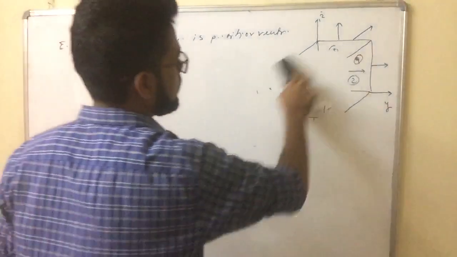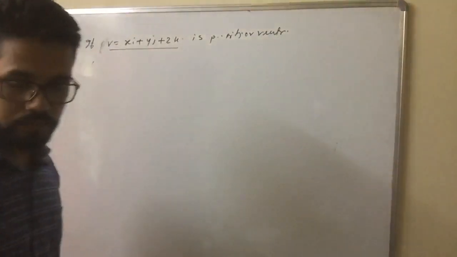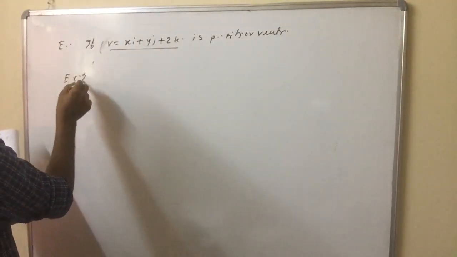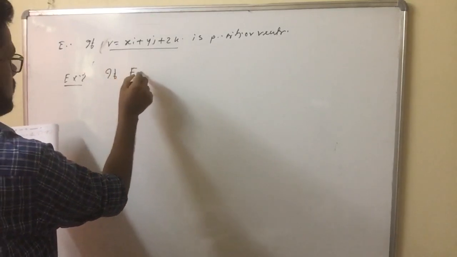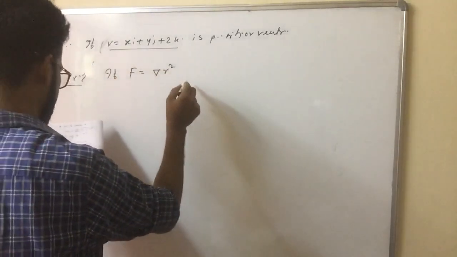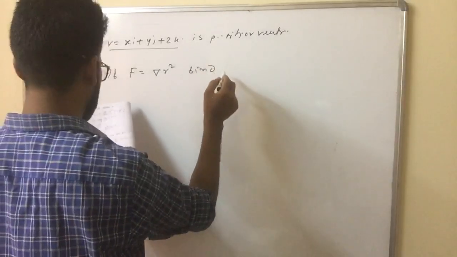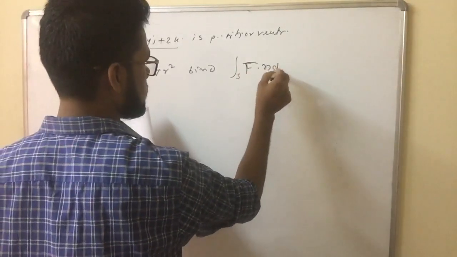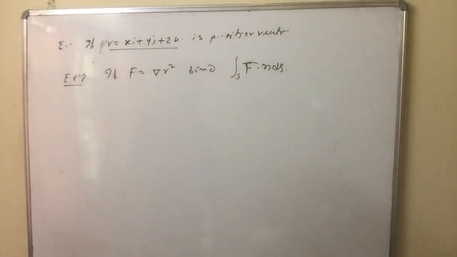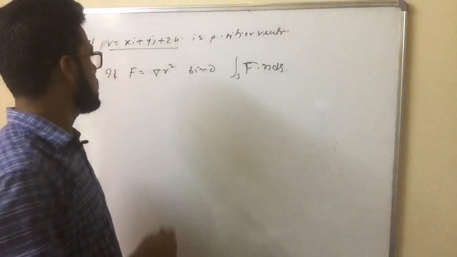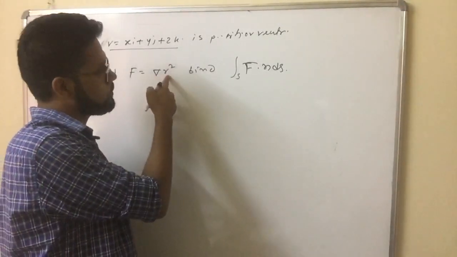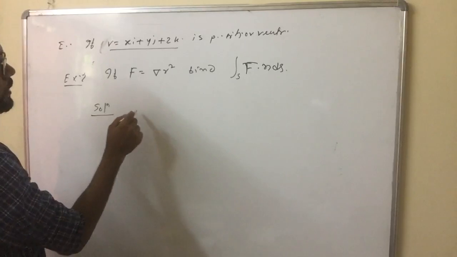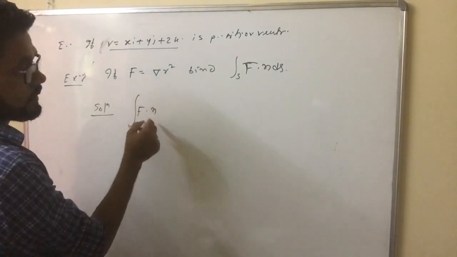Another question that may also come in the exam, exercise 2: if F equals the gradient of r squared, find the surface integral of F dot n dS. This also comes in the exam. Calculate the integral. Solution: we know the integral of F dot n dS, where n is a unit vector, don't confuse.